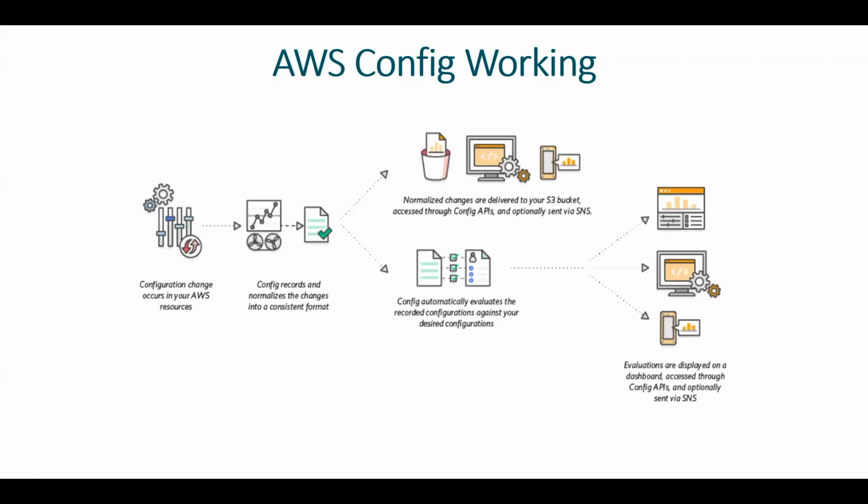Now, the entire diagram explains the same phenomenon, where a configuration recorder is tracking all the AWS resources into configuration items. These records are normalized and stored in a consistent format in an Amazon S3 bucket, where they can be accessed using Config APIs, and optionally you can send SNS simple notifications to your email addresses or push notifications. And the second part is you can evaluate the compliance requirements for the recorded configurations against your desired configurations. And this can be visualized and displayed on a single dashboard, providing a single pane of glass for you.